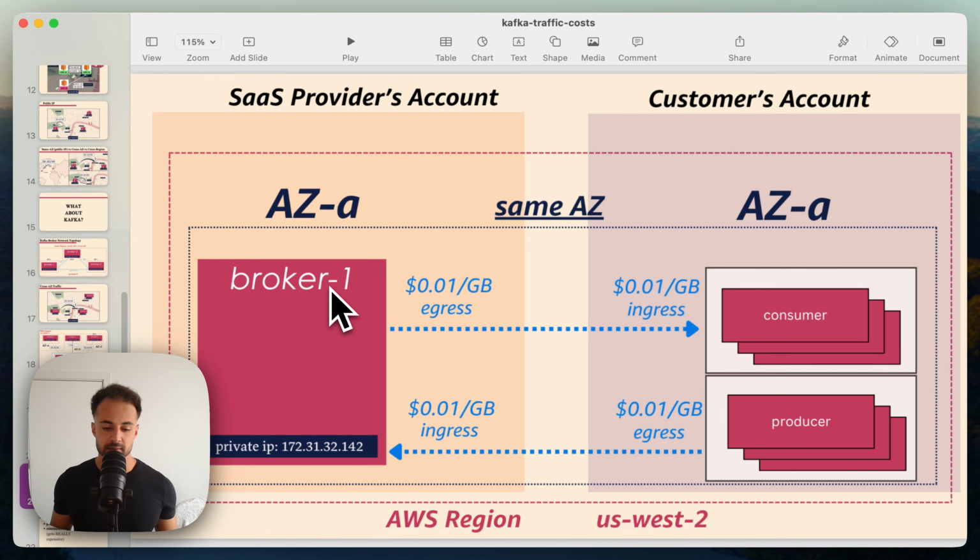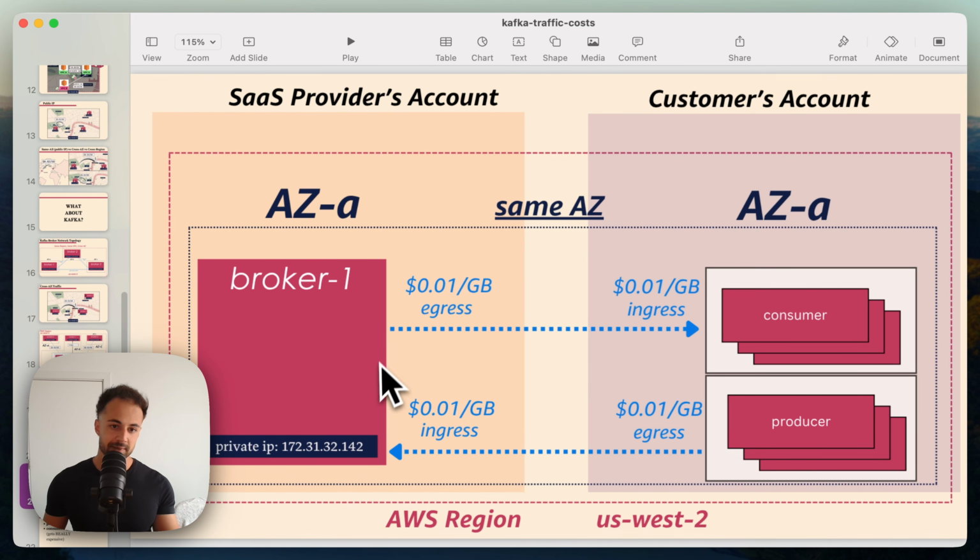In a SaaS provider scenario, these costs get split. So I'm going to use Confluent again as an example. If my producer is pushing 1 gigabyte to Confluent, I'm going to pay 1 cent for my producer for the fact that I moved that data out of my AZ or out of my public IP, and Confluent is going to pay 1 cent a gigabyte for receiving that. Similarly, if I'm consuming, Confluent is going to pay 1 cent a gigabyte for moving that data out of their broker, and I'm going to pay 1 cent a gigabyte for receiving that data in my consumer.